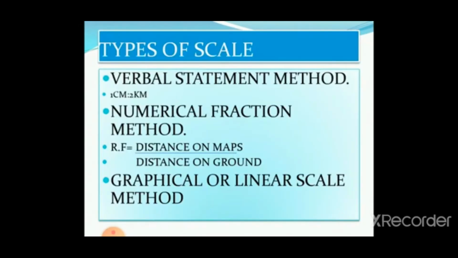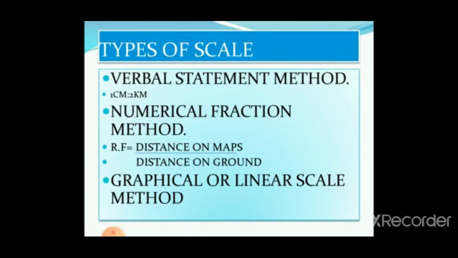Now there are different types of scales used in a map. 3 different types are used. One is called the verbal statement method. In the verbal statement method, it is the simplest form. We can say that it's the most simple form. 1 centimeter on the map is equal to 2 kilometers or 20 or 30 or 50 or 100 kilometers on the ground. Next one is the numerical fraction method.